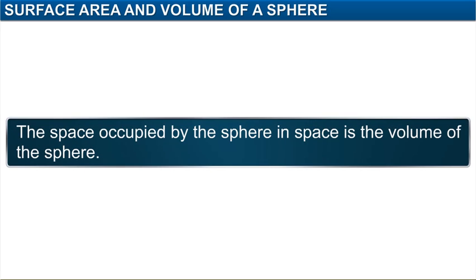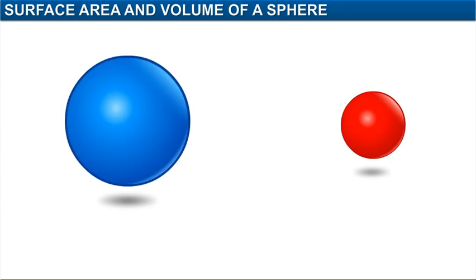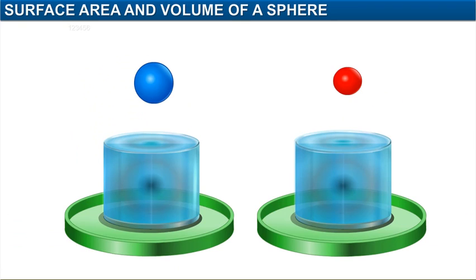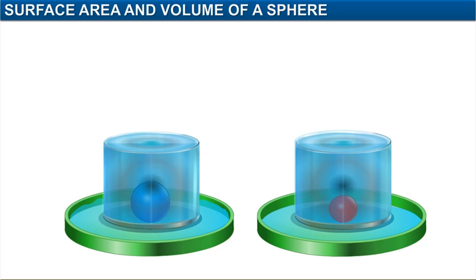The space occupied by the sphere in space is the volume of the sphere. Now, we'll perform an activity to understand this. A red ball and a blue ball are taken of different size. Here are two containers of the same size filled with water to the brim. Both the balls are immersed completely in the water. As we can see, the water overflows.